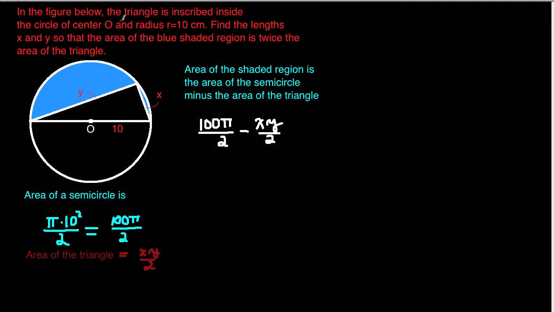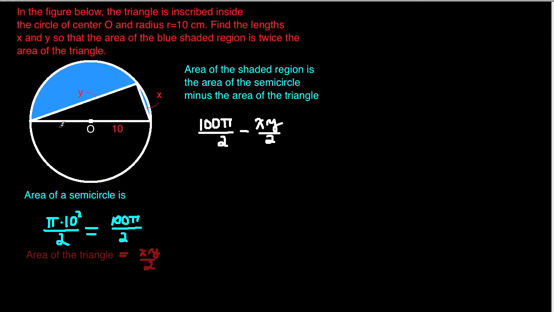The statement of the problem is given here in the red print. In the figure below, the triangle is inscribed inside the circle. The circle has center O. The radius of the circle is 10, this line. And we want to find the lengths of the two sides of the triangle, x and y, so that the area of the blue shaded region, which is here and a little bit over here, is twice the area of the triangle.